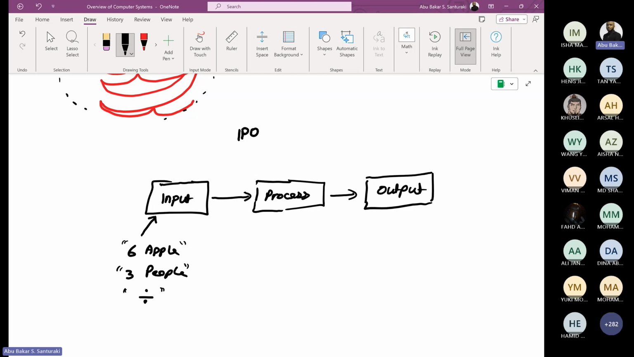So to do that, we need an input device. In this case, the input device for this particular problem would obviously be a keyboard. Why would it be a keyboard? Because we're taking values 6, 3, and a function divide, all of which are represented on our keyboard. So the input is a way we can pass a signal to a computer, but the signal has to be configured with some sort of meaning.